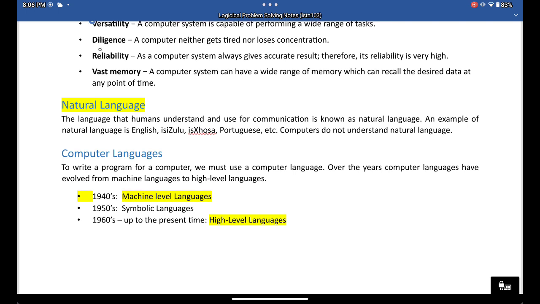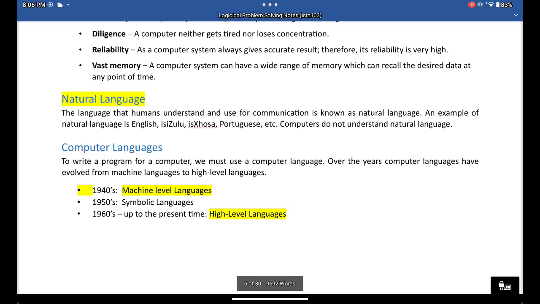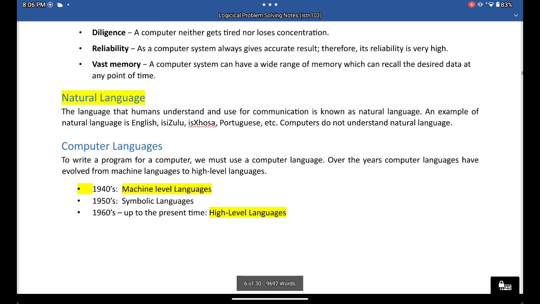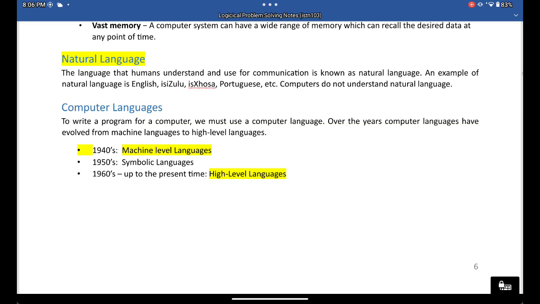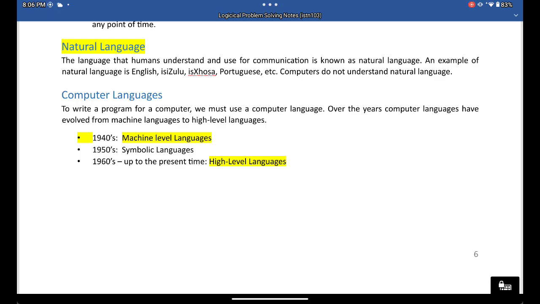Diligence, and can be very, very accurate. They can't lose concentration. Reliability means accurate results, right? Vast memory, you can have a lot of memory. Now, very important, natural language. Natural language is what humans speak. So sign language, English, Zulu, all that are natural language. It's what humans can understand, natural language.